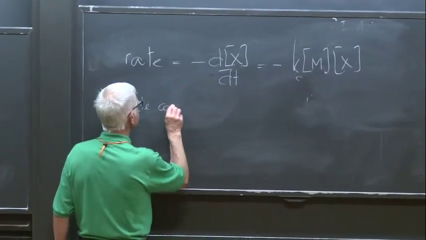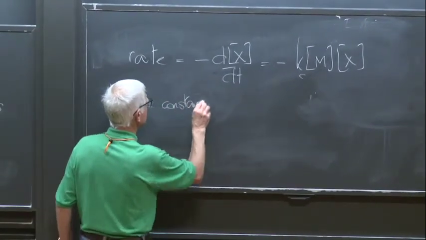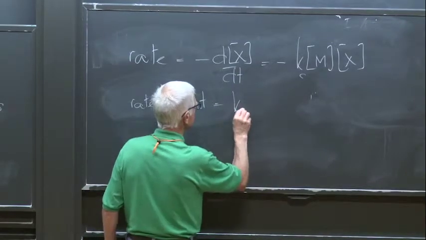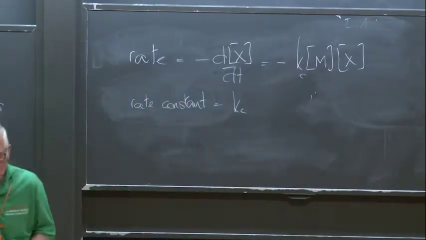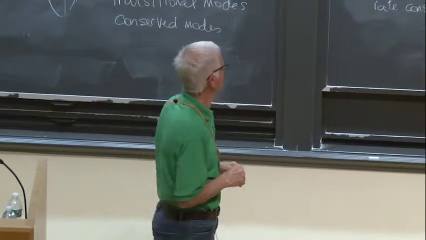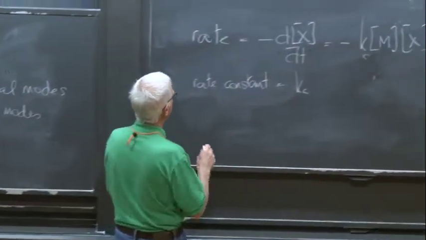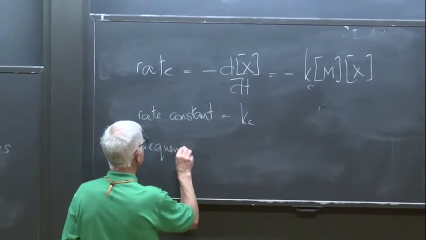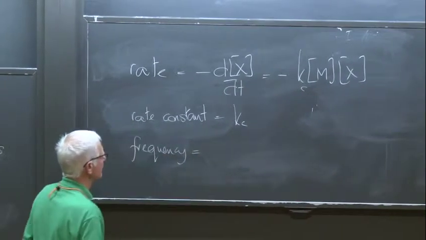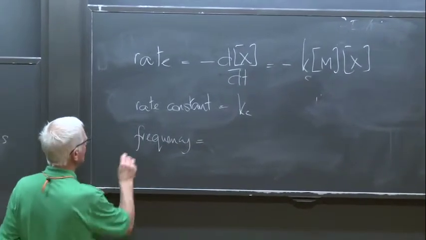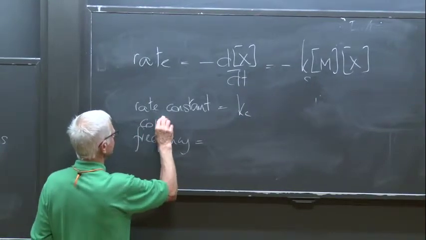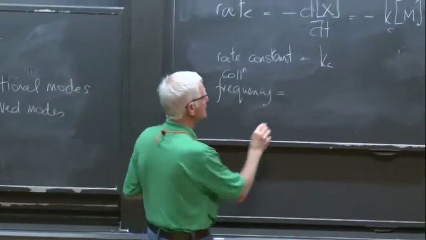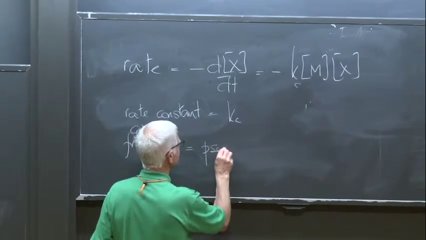The rate constant is Kc. That's not the rate, that's the rate constant. And the frequency is a term that sometimes, so we're talking about the collision frequency in this case. That's the same as the pseudo first order rate constant.